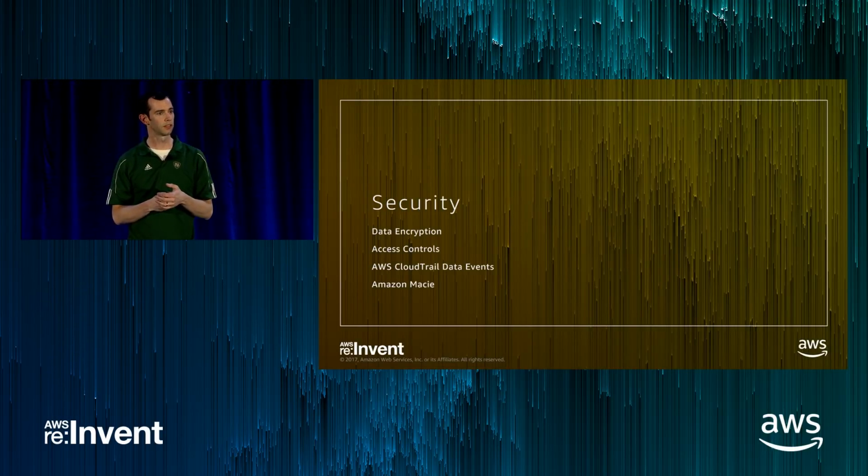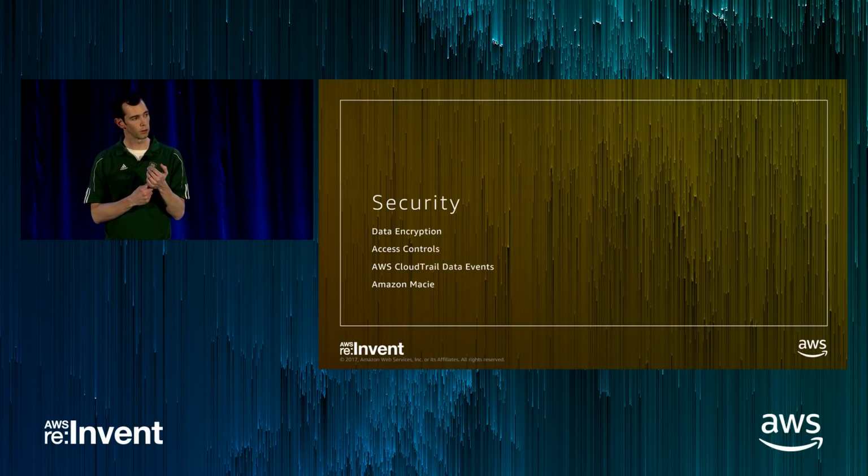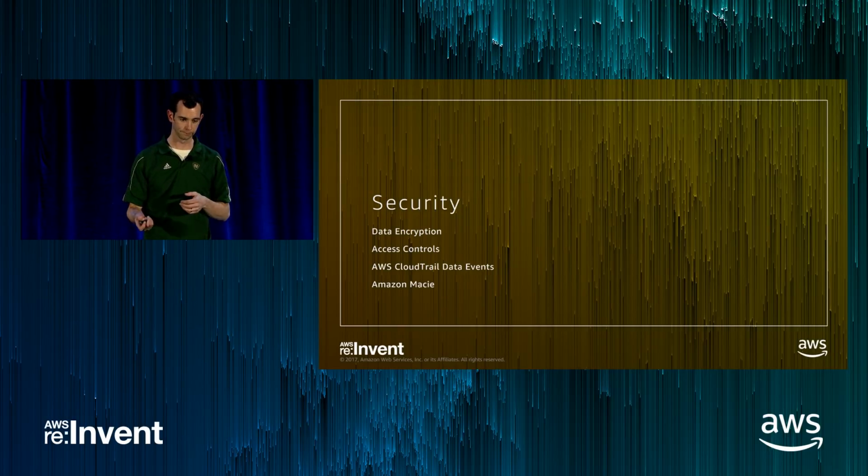Which segues to the discussion of security, where we'll talk more about encryption, access controls, CloudTrail data events, and then Amazon Macie, which is a new service that launched in August. A lot of powerful capabilities there I want to make sure you're all aware of.